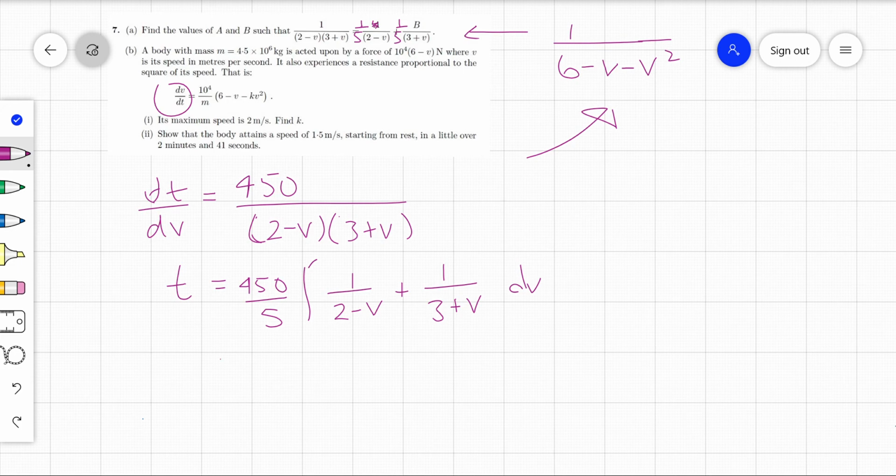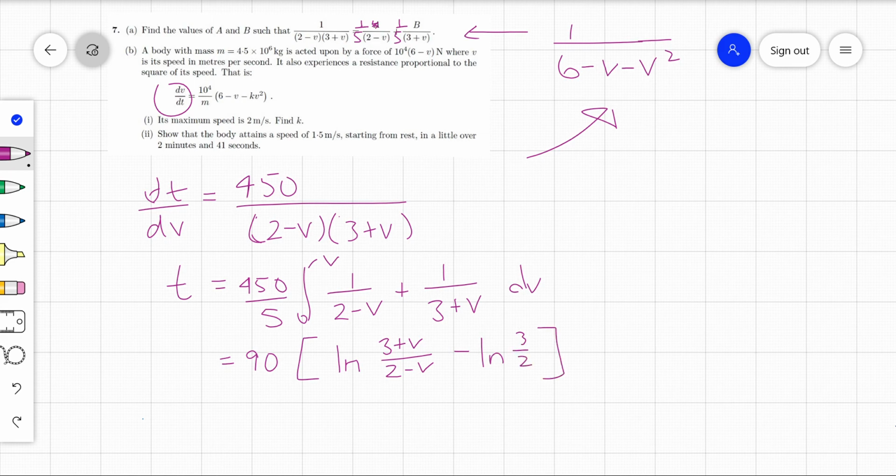So here clearly we're going to get a 90. Then we're going to get a log. Here we go. We'll put them together. So we're going to get a log 3 plus v minus a log 2 minus v. So it's going to be log of 3 plus v on 2 minus v, like so, plus c. If we did 0 to v, because we know it's happening from 0, you can see that when I sub v into that, I'm going to get that, minus when I sub 0 into that, I'm going to get log 3 on 2. So we could just put that there already.